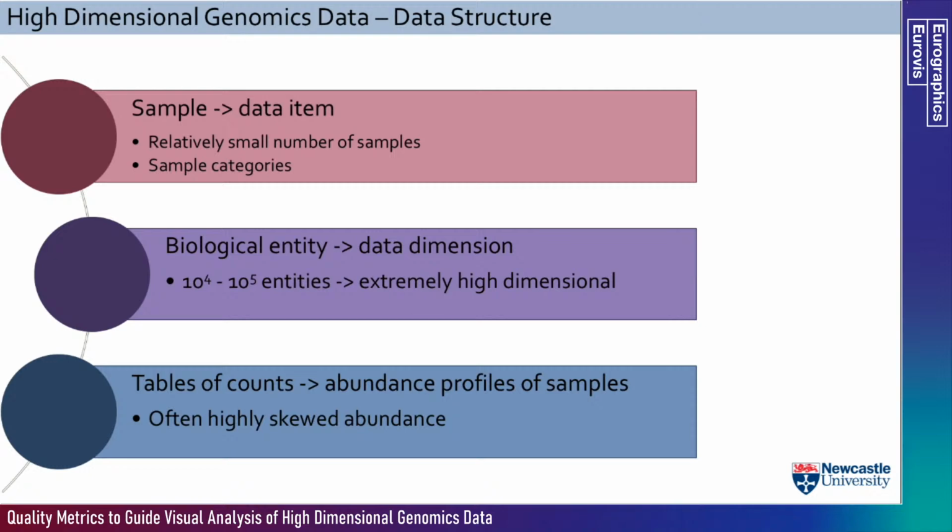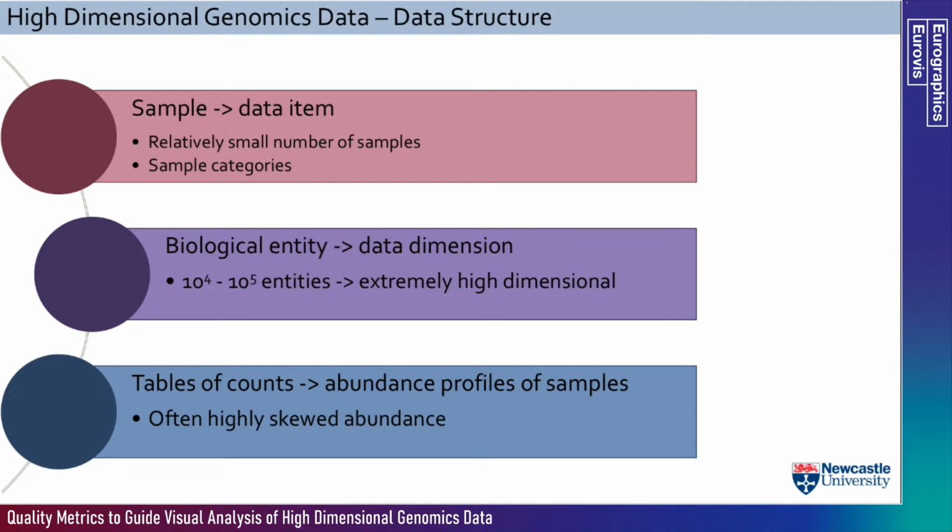So DNA is extracted from these samples and it's analyzed to define biological entities. And exactly what these biological entities are depends on the type of omics data. If you look at microbiomics data, for instance, we often talk about operational taxonomic units, or OTUs, or species. So these biological entities correspond to data dimensions. The output of this is a table of counts, which basically are the abundance profiles for the samples.